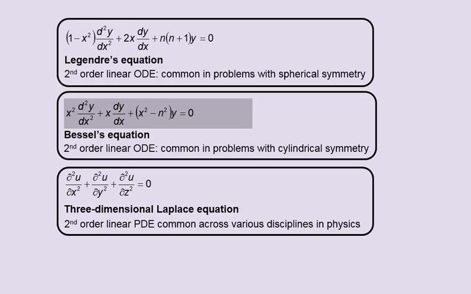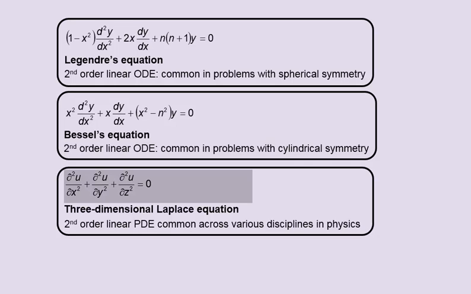x squared multiplied by d2y over dx squared plus x multiplied by dy by dx plus x squared minus n squared all multiplied by y equals 0. This is Bessel's equation. It's a second order linear ODE, common in problems with cylindrical symmetry.